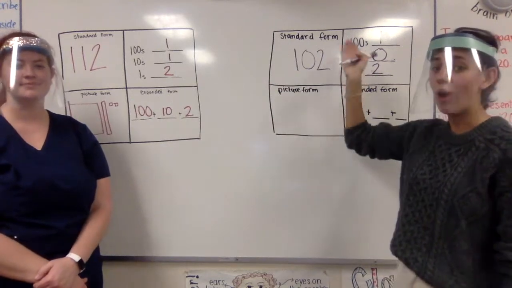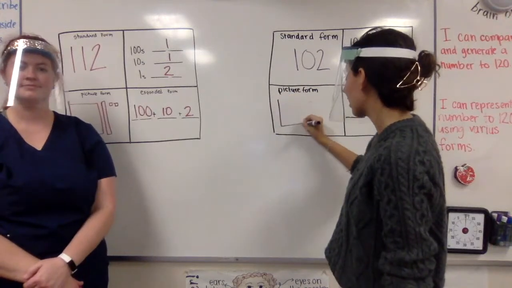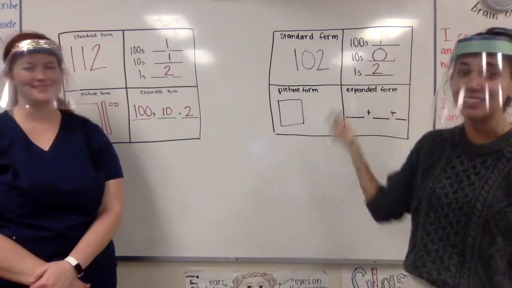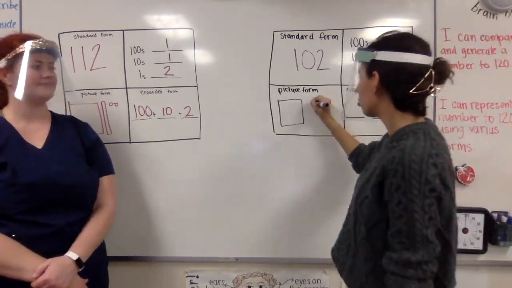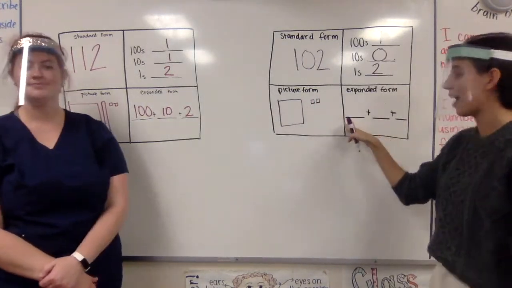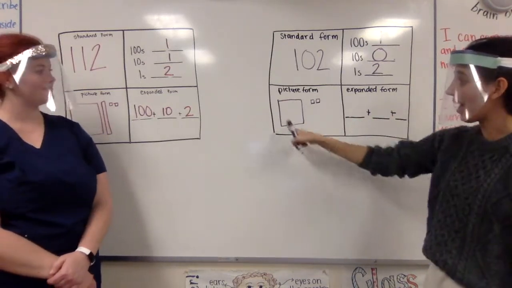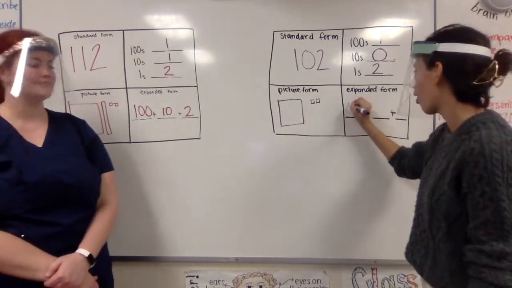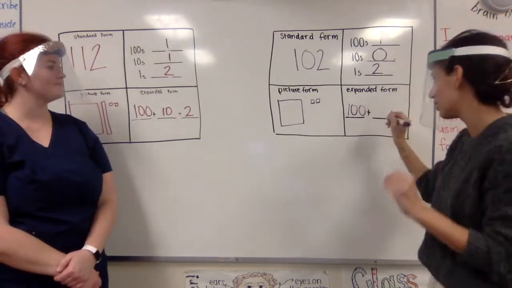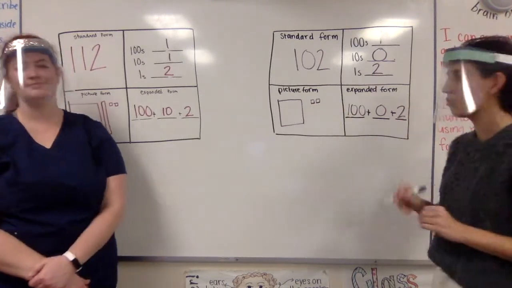Now I'm just going to draw the base 10 blocks for picture form. So I'm going to draw 100 block. That's my big square. Oh, I don't have to draw any tens because I have a 0 for my tens. And I'm going to draw 2 1 blocks. And then for expanded form, I have to tell the value of each of my places. So I have 100 block, which is worth 100. I have 0 tens, and well, 0 is worth 0. And then I have 2 ones, which value is 2.